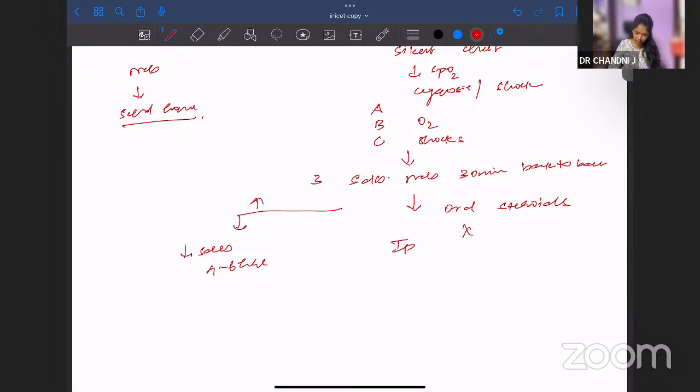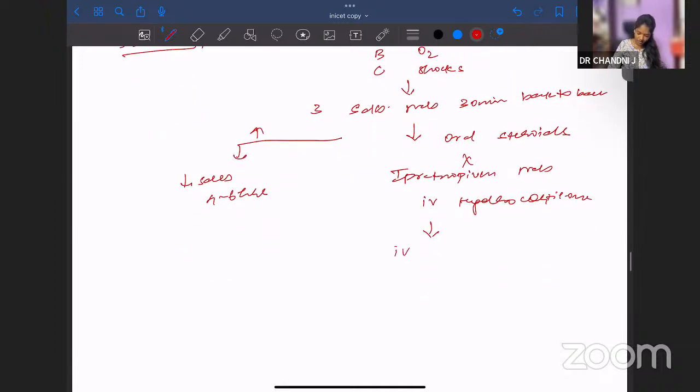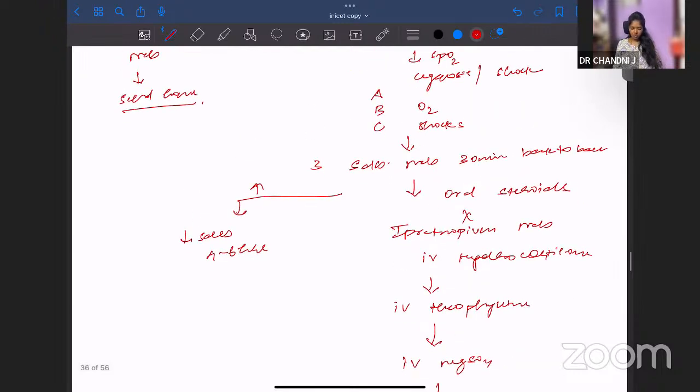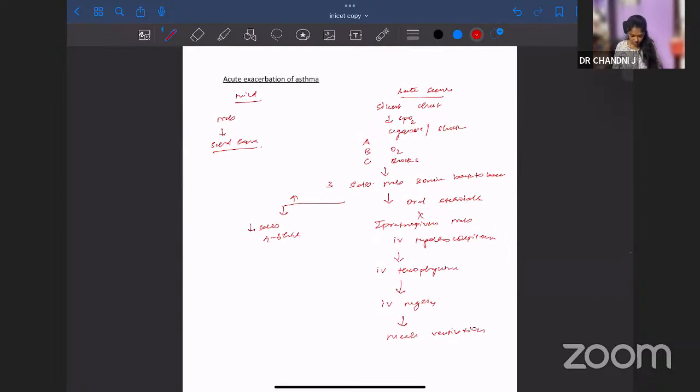You will give ipratropium nebulization. Then you will give IV hydrocortisone. Still not improving, what to do? You will give IV theophylline. Still not improving, you will give IV magnesium sulfate. Still not improving, you will put the patient on mechanical ventilation. Clear? So this is the treatment of acute exacerbation of asthma. Okay.